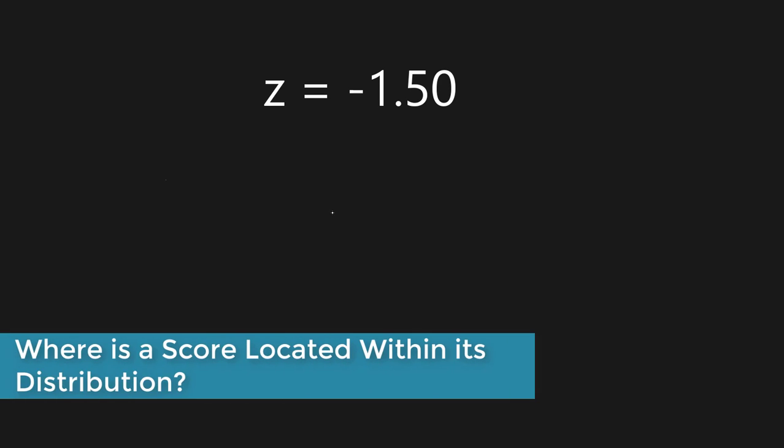Where is an individual score located within the distribution? Well, if we have our individual score expressed as a z-score, like I do here, this negative 1.50, then it's a pretty easy process to figure out where this is. So let's start with the negative. Now, not all z-scores are negative. They're either negative or they're positive, but this one is negative.